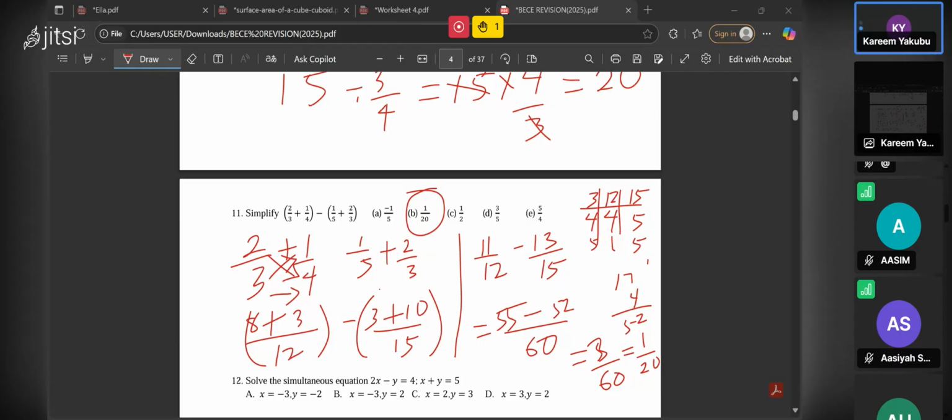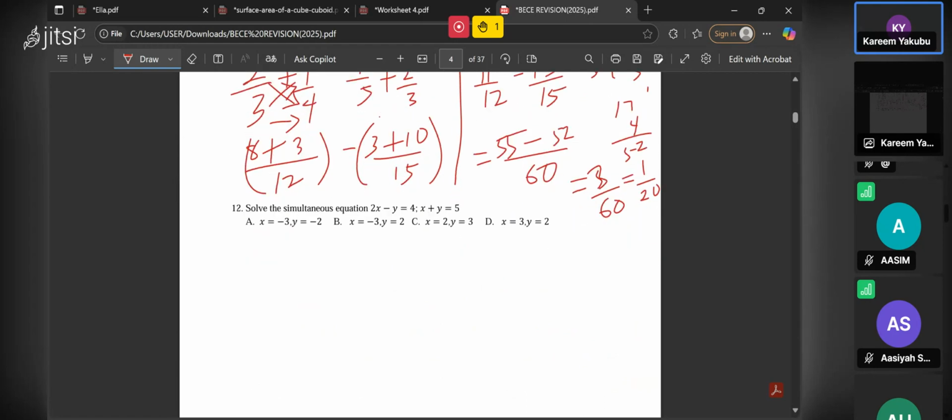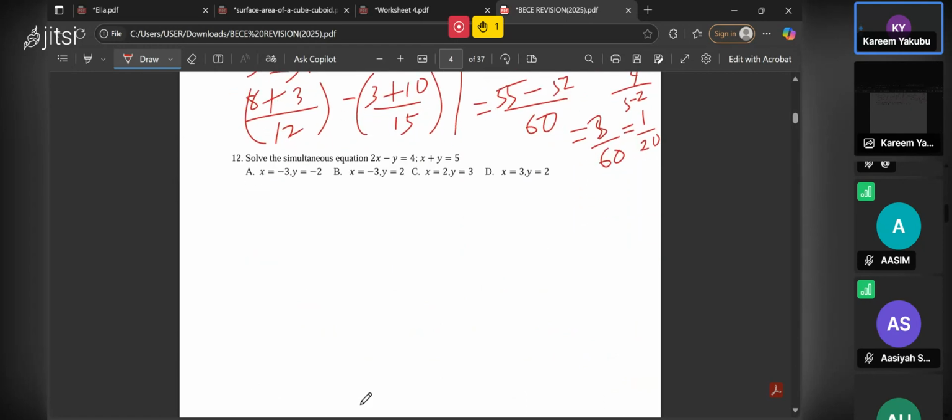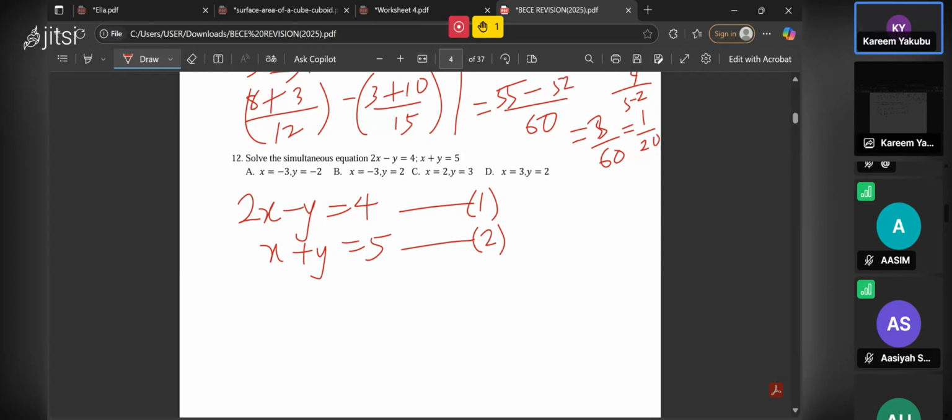We'll move to question 12. Question 12 is a simultaneous equation. Solve the simultaneous equations: 2x minus y equals 4, then x plus y equals 5. This is equation 1, this is equation 2. We can use the elimination method or the substitution method. The elimination method will work well here because one of the variables has a coefficient of 1, which is the same in both equations.